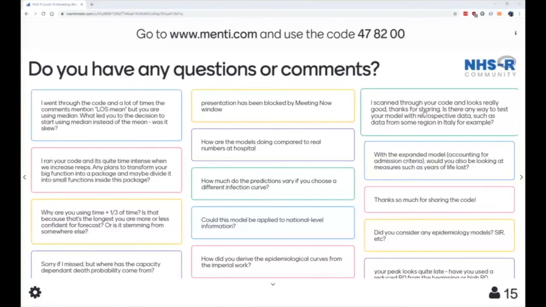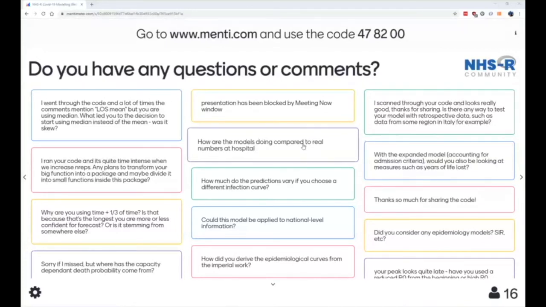Thanks for sharing. Is there any way to test your model with retrospective data, such as data from some region in Italy, for example? And I think that probably ties in as well with this question. How are the models doing compared to real numbers at the hospital? If you'd like to try and answer those. Oh yes, no, that's an interesting one.